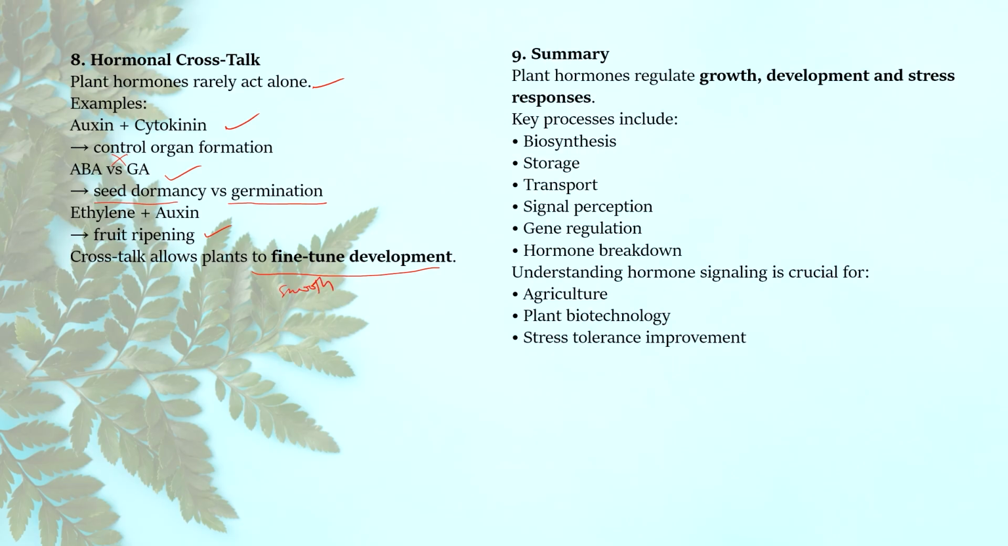Summary. Let us see everything, okay? Plant hormones regulate growth, development and stress responses. Key processes include biosynthesis, storage, transport, signal perception, gene regulation, and hormone breakdown. Understanding hormone signaling is crucial for agriculture, plant biotechnology, and stress tolerance improvement.